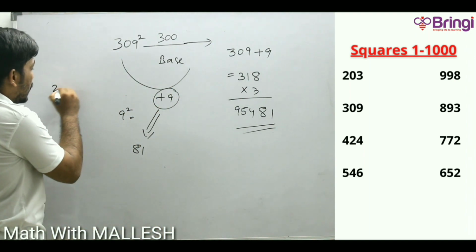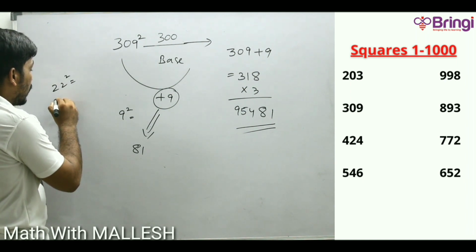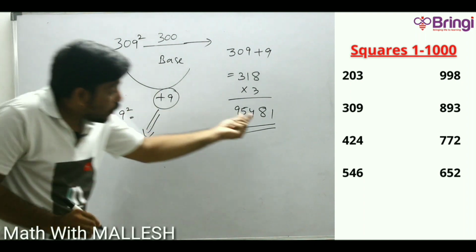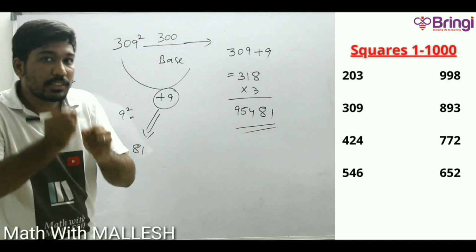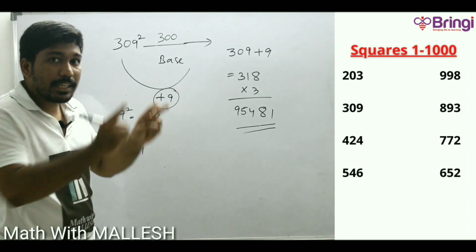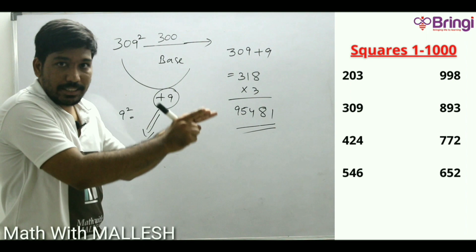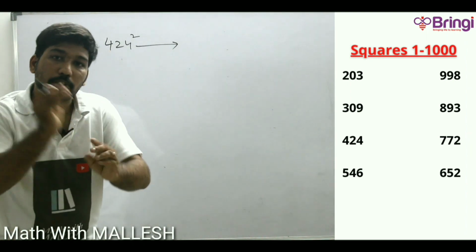So the next question is going to be a 3 digit square. Like suppose 22 square, what is the value of 22 square? 484. So if a 3 digit number is there, how to replace? And if a 4 digit number is there, how to replace? So the model will change slowly. So concentrate here and listen carefully, and don't skip the video till the last. Next question, 424 square. Now I will explain a little bit slowly.